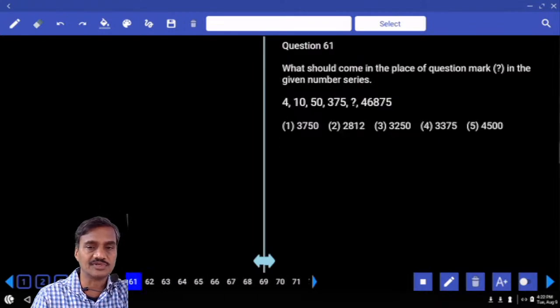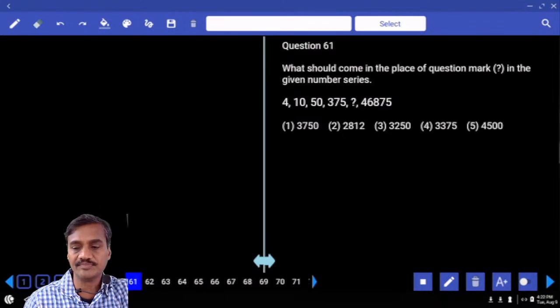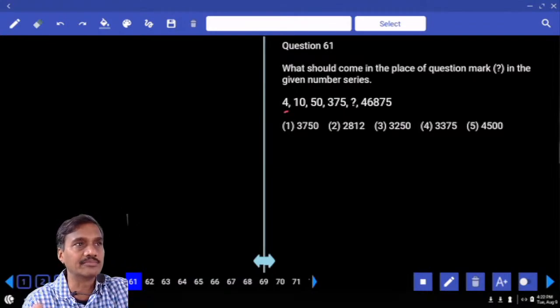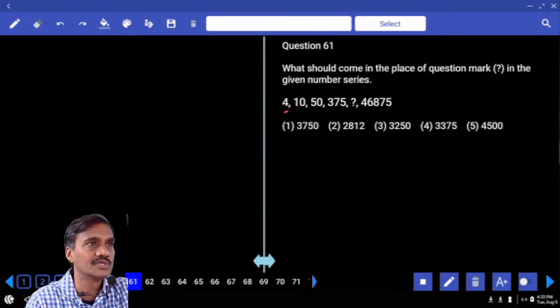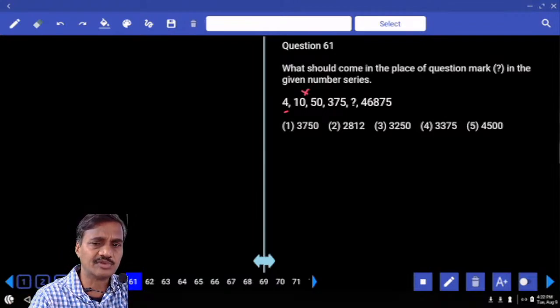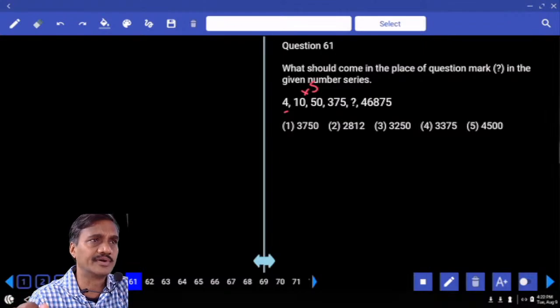Now 61: 4, 10, 15. If you look at the numbers, starting with 4 and going up to 3750, numbers are increasing at a very fast rate. Hence it must be either product or combination. Now 4 and 10. 10 can be written as 4 into 2.5. And 10 and 50 can be written as into 5.